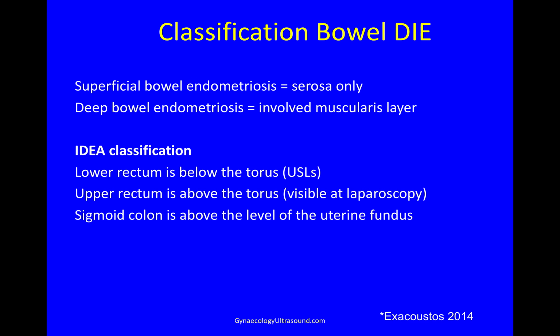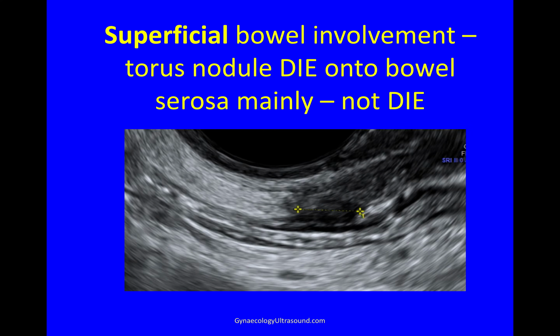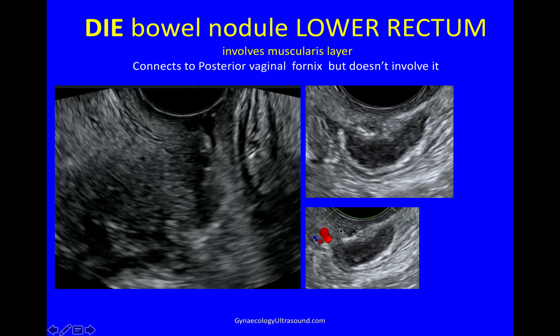So the classification for bowel DIE is that superficial bowel endometriosis affecting the serosa only is not DIE. To have DIE, you need to have an involved muscularis layer. And as we just saw in the diagram, the lower rectum is below the torus, the upper rectum is above the torus, and it is this that is visible at laparoscopy, and the sigmoid is above the level of the uterine fundus. So here you can see the dark muscularis layer, and here you can see a very superficial nodule of endometriosis that's not made the muscularis layer thick, so it's not DIE.